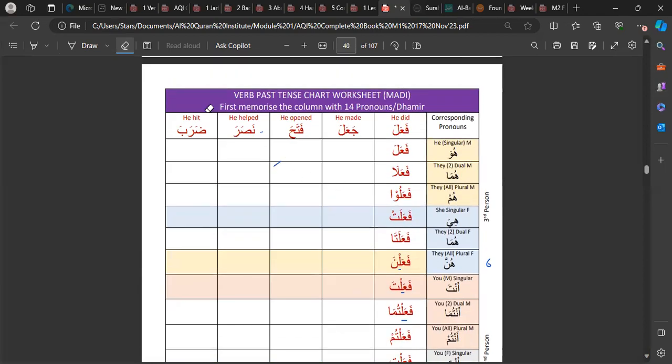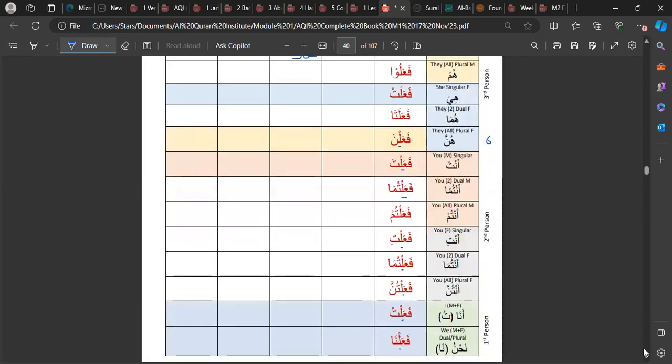Okay. Bismillah. Qatala, qatala, qatalu, qatalat, qatalata, qatalna. No. Yeah. Okay. Qatalna, qatalta, qataltuma, qataltum, qatalti, qataltuma, qataltunna, qataltu, qatalta. No. Qataltu and Qatalna. Sorry.